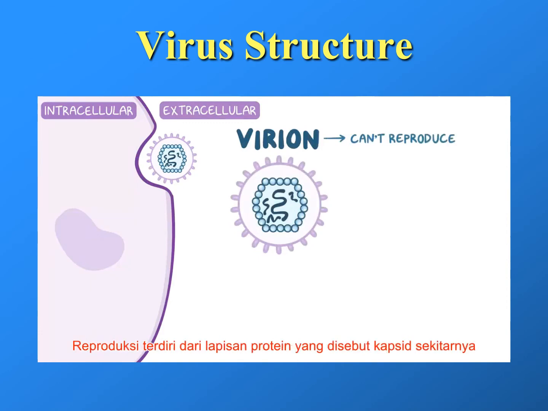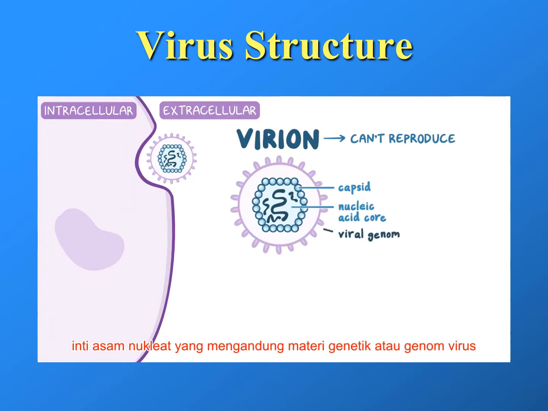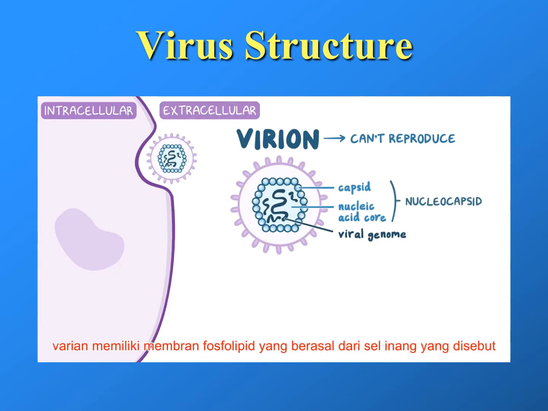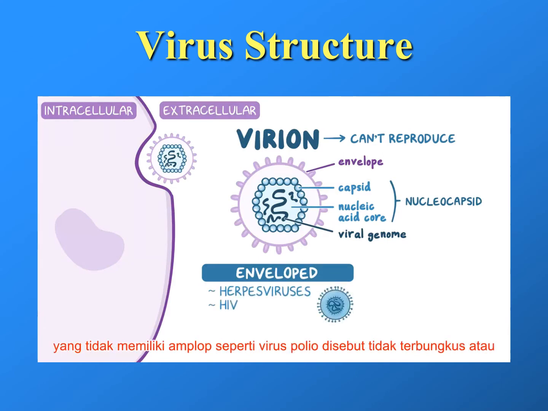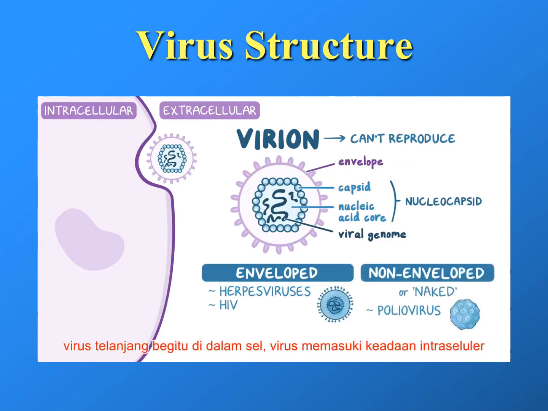A virion consists of a protein coat called a capsid surrounding a nucleic acid core which contains the genetic material or the viral genome. The nucleic acid and the capsid are collectively called a nucleocapsid. Some virions have a phospholipid membrane derived from the host cell called an envelope, which surrounds the nucleocapsid. The viruses that have an envelope are called enveloped viruses, and these include the herpes viruses and HIV, while the ones that lack the envelope, such as poliovirus, are called non-enveloped or naked viruses.